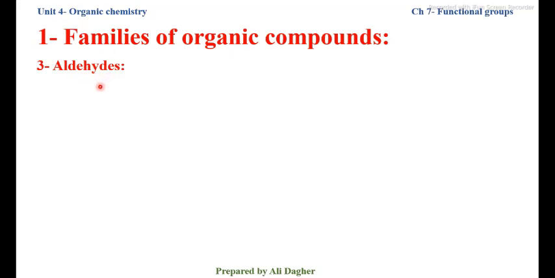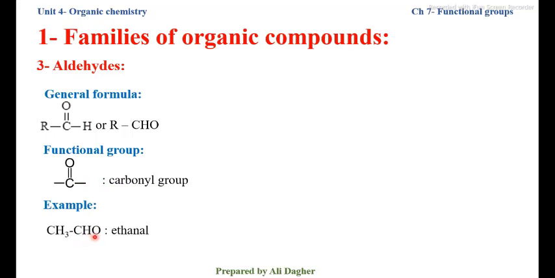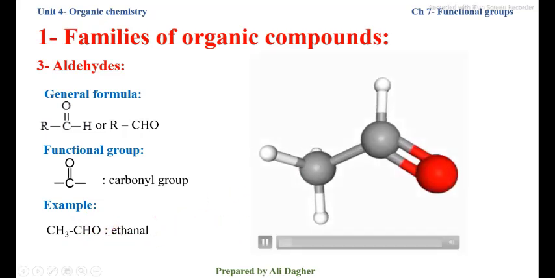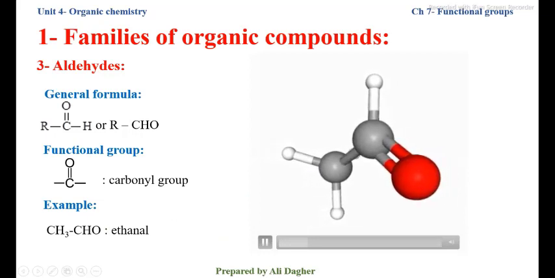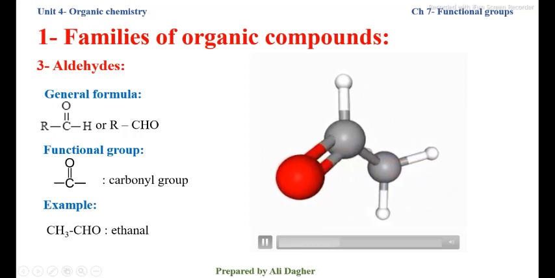Third family, aldehydes. General formula, RC double bond O single bond H or RCHO. Functional group, C double bond O, which is called carbonyl group. Example, CH3CHO or C double bond O single bond H, ethanal. This is the 3D model of ethanal. CH3 single bond C, double bond O, single bond H.